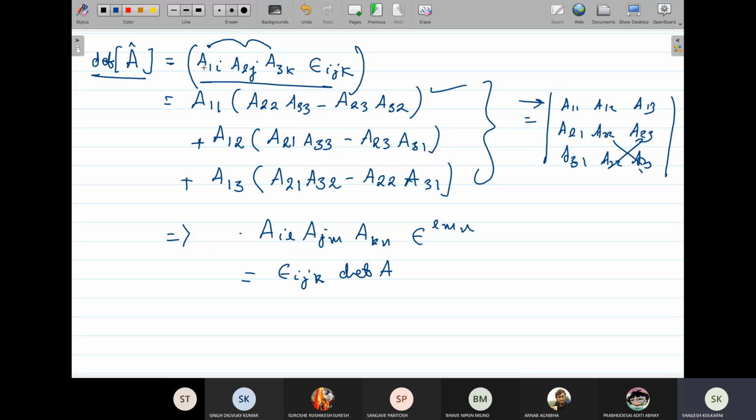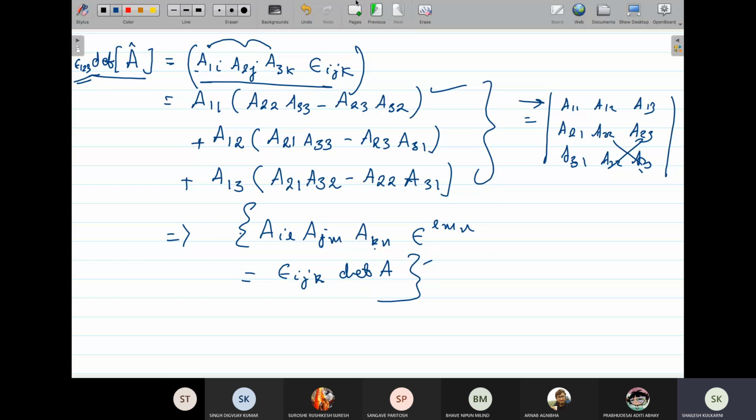Because here I fixed this I to be 1, J to be 2, and K to be 3. This K is 3 here, this J is 2 here, and this I is 1 here. So actually there is an epsilon_{123} factor, which is 1. If I have indices here, then I could have written epsilon_{ijk} determinant of A. Is this clear? This is just the expansion of determinants.